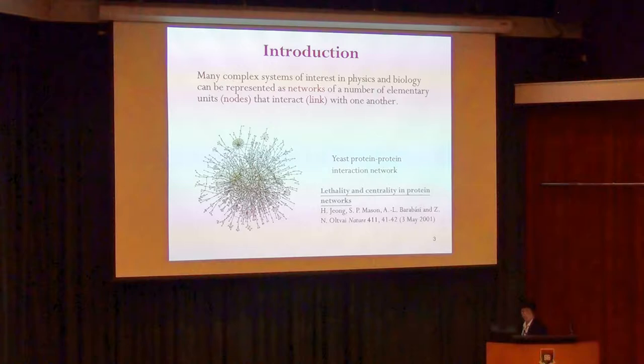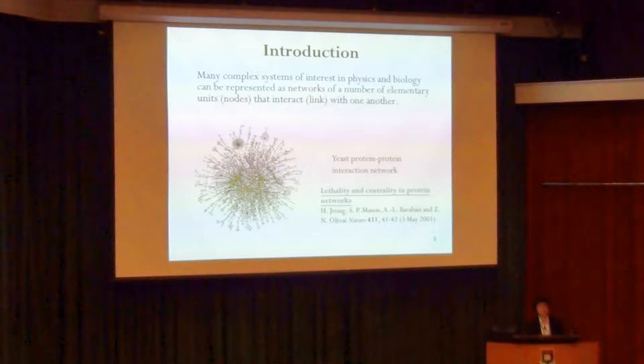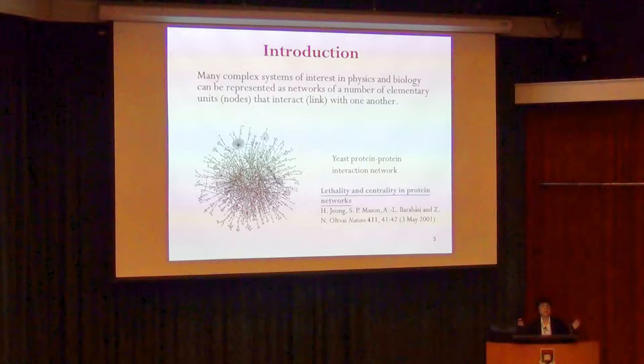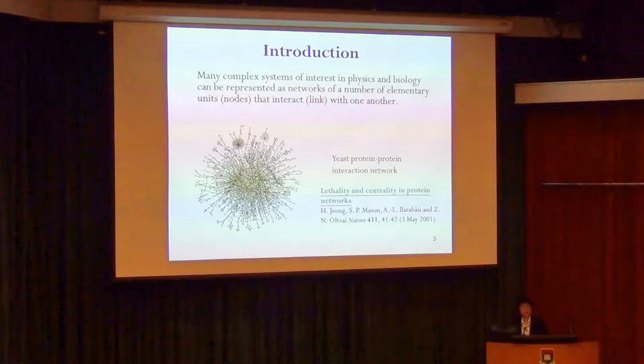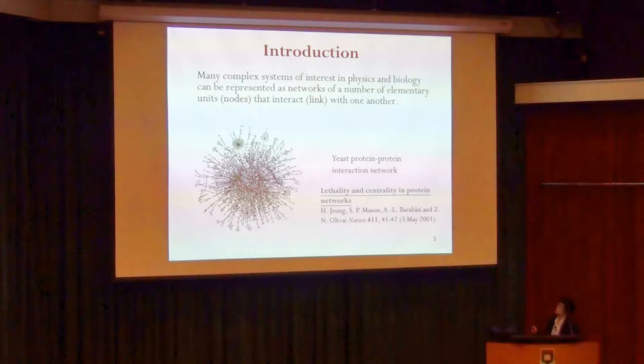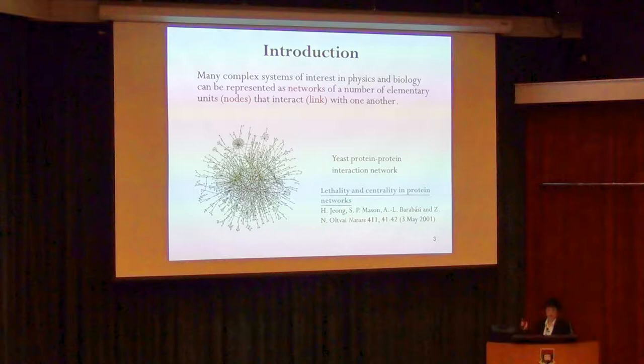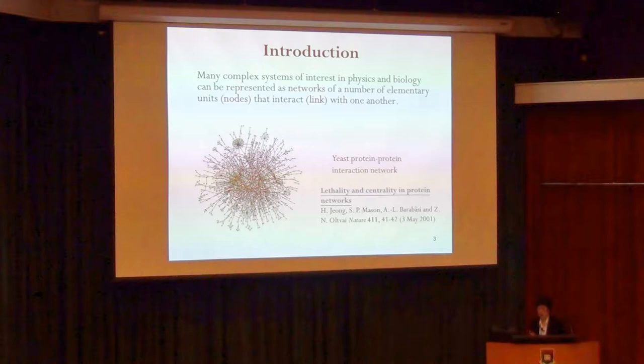So think about this: we want to understand the system. In physics, in biology, and also in social science, there are many such systems where you have many individual units that interact with one another. So they can naturally be described as a network. These individual elementary units will be the nodes, and the interactions will be the links or the edges that connect them. This is just to give you this picture. This is an example from biology. It's a protein-protein interaction network.